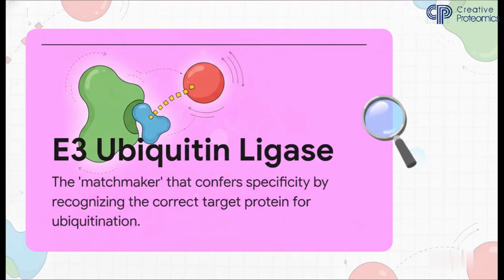So the E3 ligase acts like a molecular matchmaker. It's got this unique ability to recognize and grab onto a specific target protein on one side and the E2 ubiquitin complex on the other. It physically brings them together, making sure that ubiquitin tag gets delivered to the exact right address every single time.